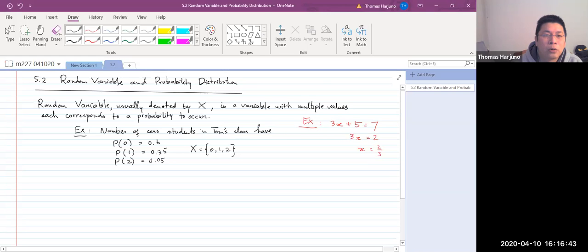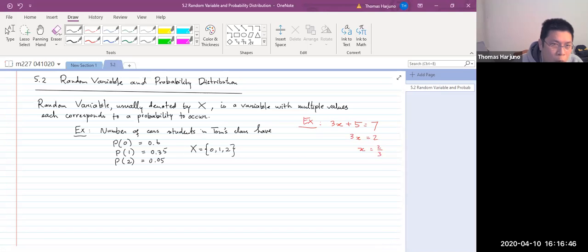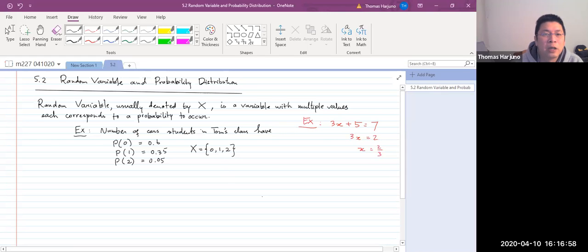Okay, so some students have no car at all, and some other students have only one car, some other students have two cars, and nobody has more than two cars. Let's say this is just an example. It means random variable x, which is the number of cars a student in Thomas' class has, may be 0, maybe 1, maybe 2. That's the multiple values of a random variable.